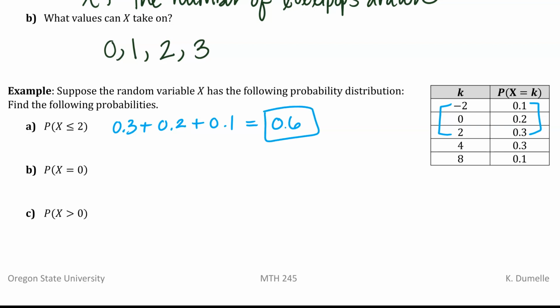Okay, next we want the probability that x is equal to 0. So in this case, we're not looking for more than one value. We're looking for simply this one line where x is 0. And that gives us a probability of 0.2.